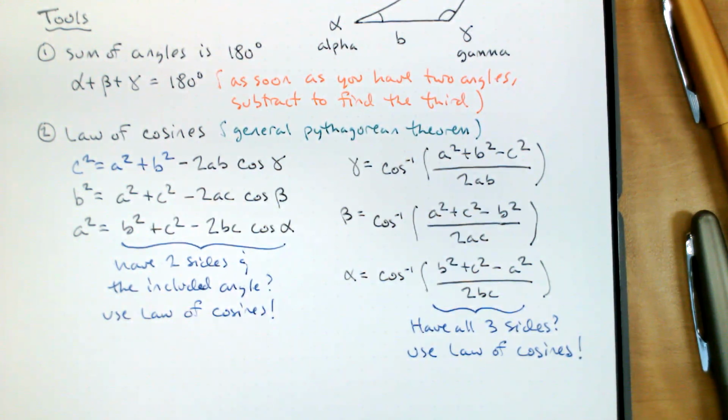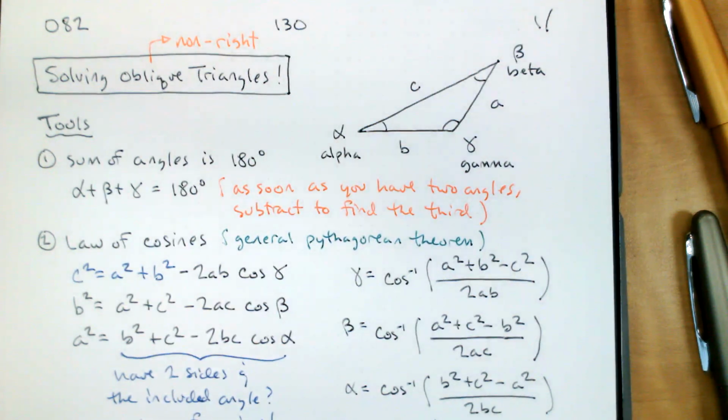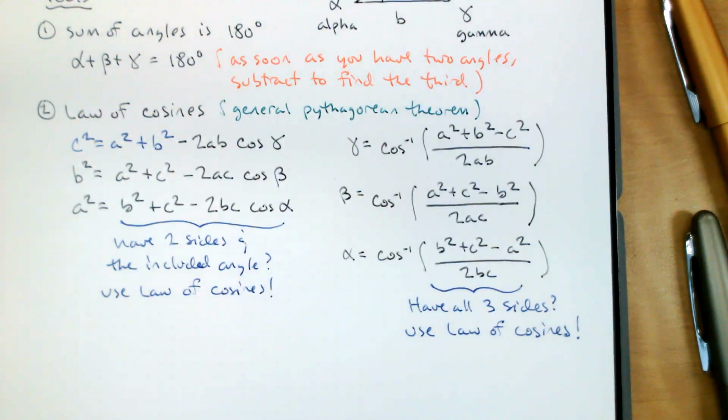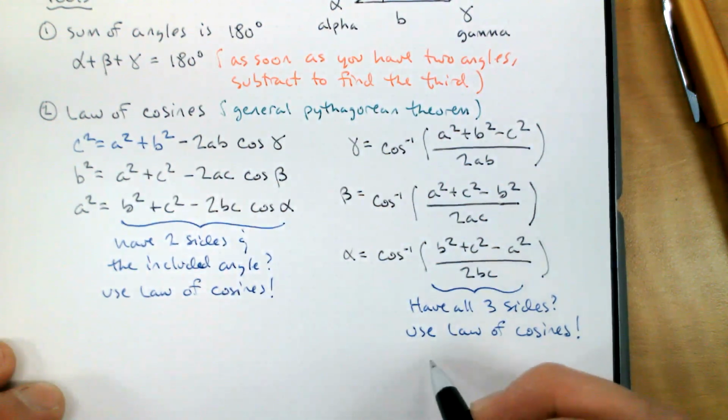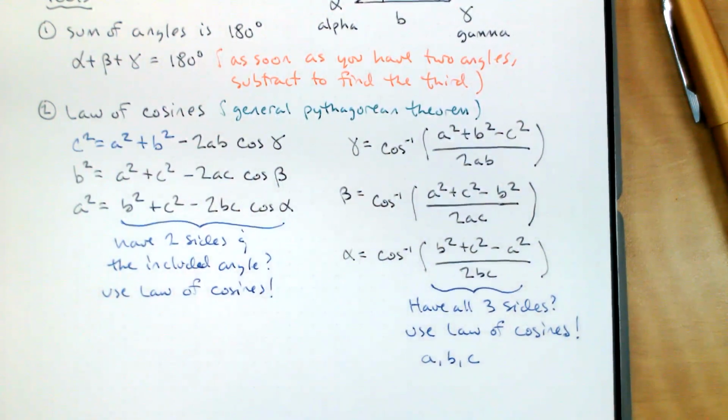So notice that if we have all 3 sides, I've got an A, a B, and a C. So I've got a full set. In my mind, alpha and A are paired together, beta and B go together, gamma and C go together. So all 3 sides looks like a full set of things, an A, a B, and a C. And I could use that to find any of the angles.